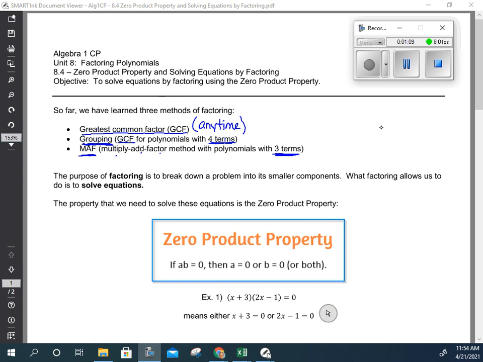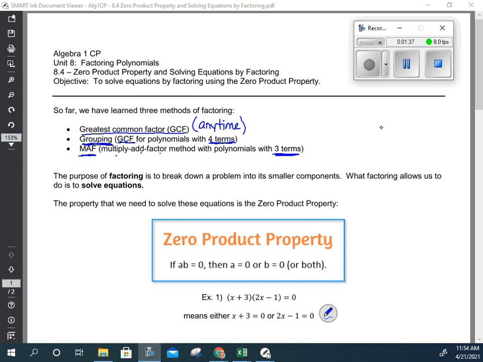So, ever since we've gotten back from spring break, we've been factoring. We spent a lot of time with factoring. The purpose of factoring is to be able to break down a problem so that it's easier to solve an equation.